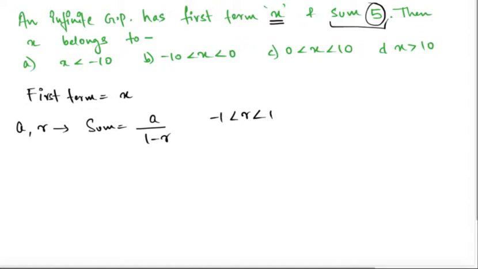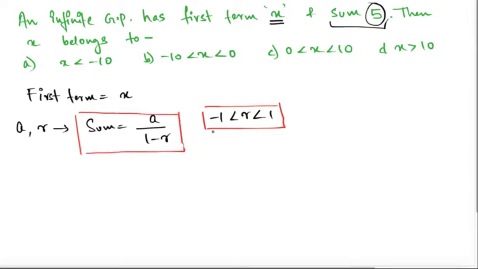And this is actually the most common mistake that most of us make, because we know that the sum for an infinite geometric progression is a upon 1 minus r, but we most often just forget this condition, that this common ratio r should be between negative 1 and 1. Having said that, now let us substitute the values.